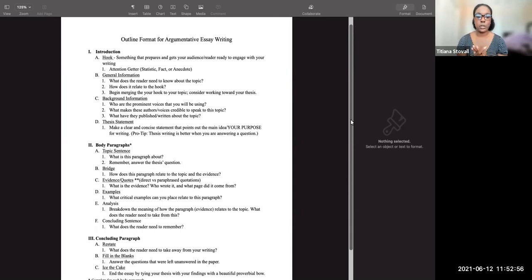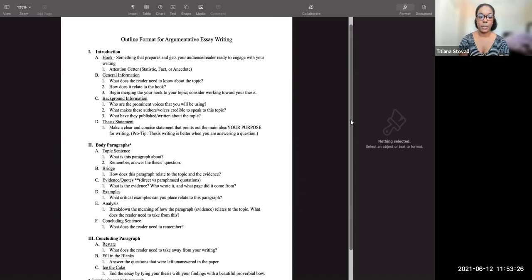Your general information: what does the reader need to know about the topic? Is this something that everyone should know about? Even if it is, you never want to assume everyone knows about it. So you do want to make sure that you address the things that are necessary as they pertain to your writing. How does it relate to your hook? How does the topic in your hook make a connection? And as you're giving this information, you also want to make sure you're working towards your thesis.